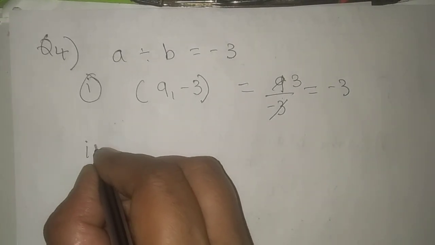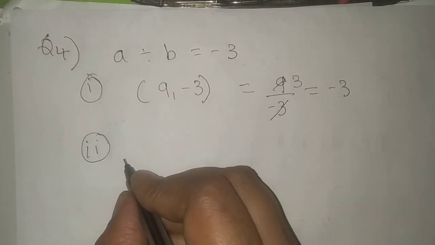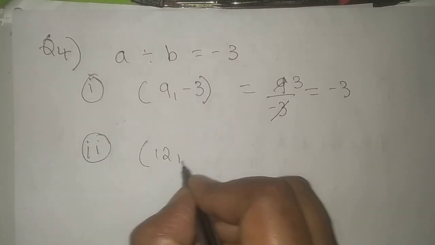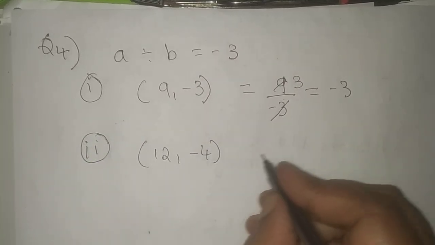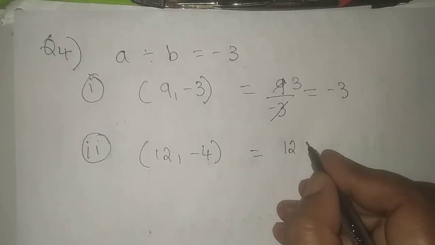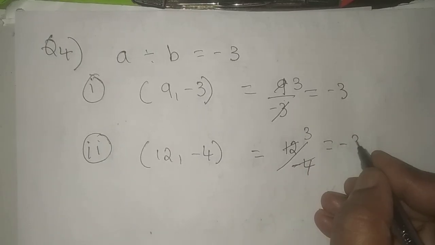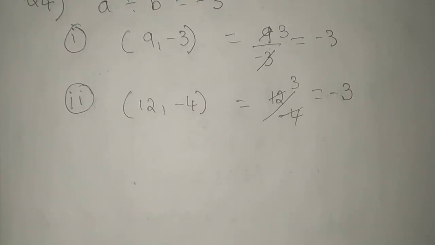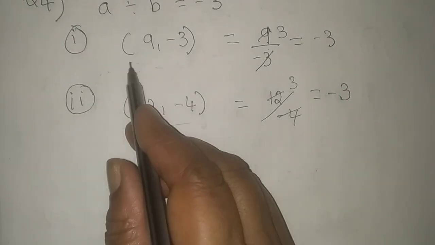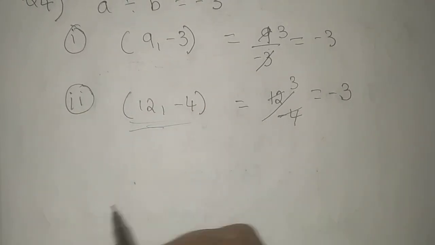Now the second one, I have taken 12 and minus 4. Same thing, 12 divided by minus 4. 4 ones are 4, 4 threes are 12, so it becomes minus 3. This is how we have to write these pairs.